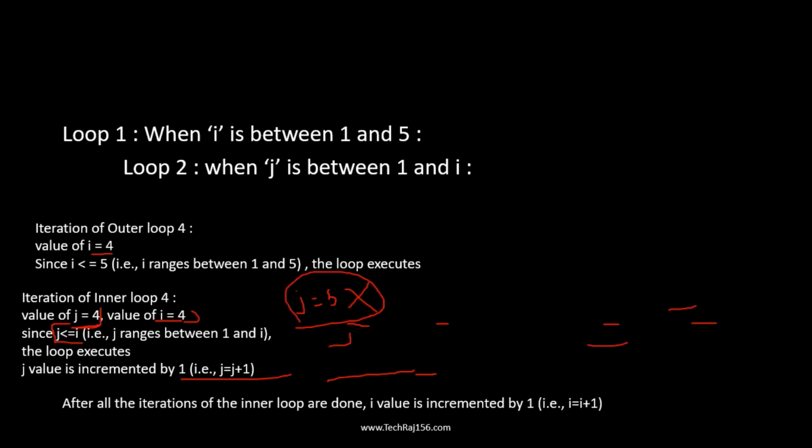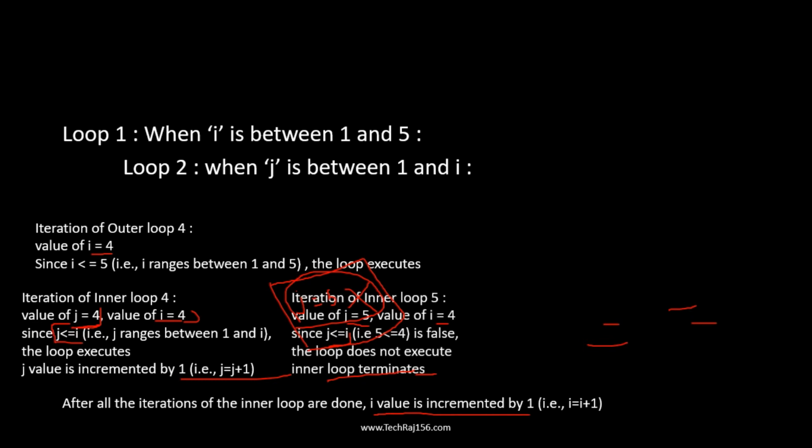I didn't represent it here, I think I forgot to, but I hope you understand what I'm telling you. So after all the iterations of the inner loop are done, the i value is incremented by 1 as usual. Oops, sorry, I did represent it here. I'm such a mess. Anyways, I think you understood it, so I'll not be discussing this.